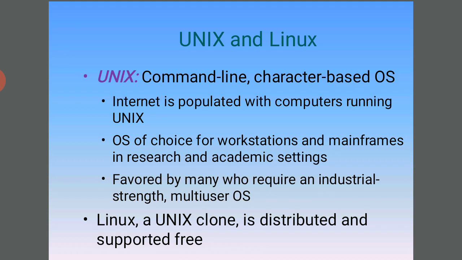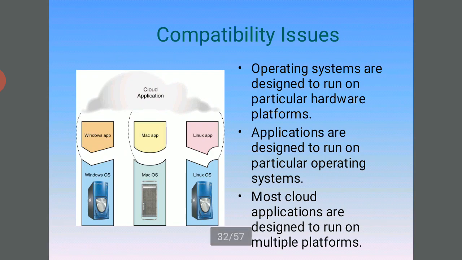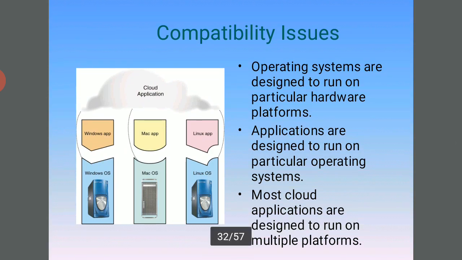The client and the server are there. The server is the one, and ten or more client systems are there. With multi-user, a number of users can work on the server-client system. The total data will be stored in the server, so that is called a multi-user operating system. And Linux, the Unix clone, is distributed and supported free. And the compatibility issues. So what are the compatibility issues?